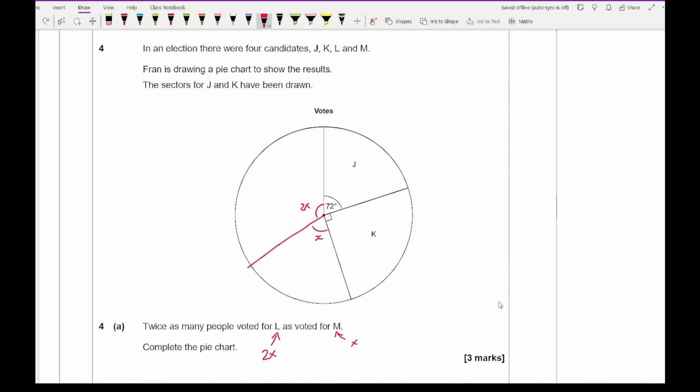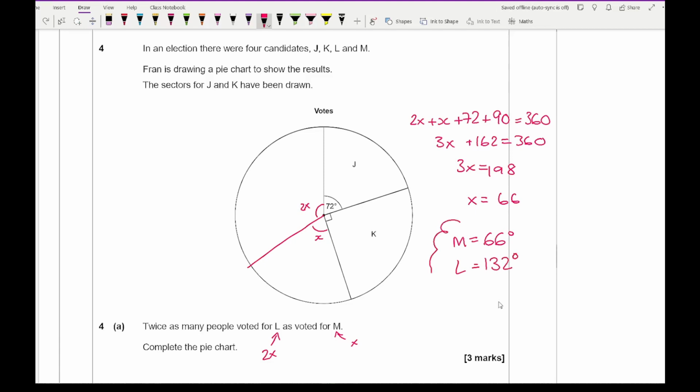So in working out what X is, we know that 2X plus X plus 72 plus 90 equals 360. If I simplify that, I get 3X plus 162 equals 360. Take the 162 over to the other side, so 360 take away 162 is 198. So then X equals 66. So here we know that M is going to equal 66 degrees, and L, which is 2 lots of that, is going to be 132 degrees. So all that's left for me to do is plot that.